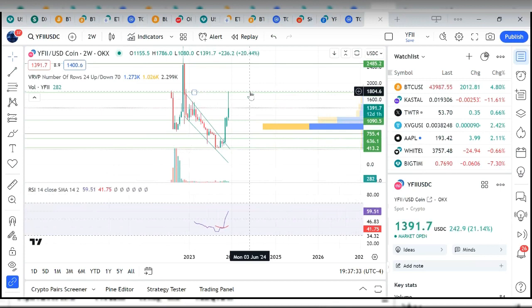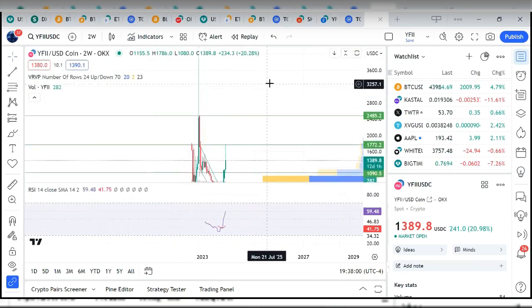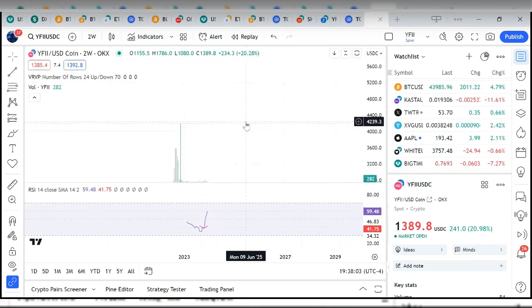I ended up spending about $5,000 on that at 350, and I got almost 15 coins. So that $5,000 turned into almost $25,000 in the space of 3 months. And this still has room to go. The top which it just reached was 4,200 on this exchange, and that is actually the all-time high.